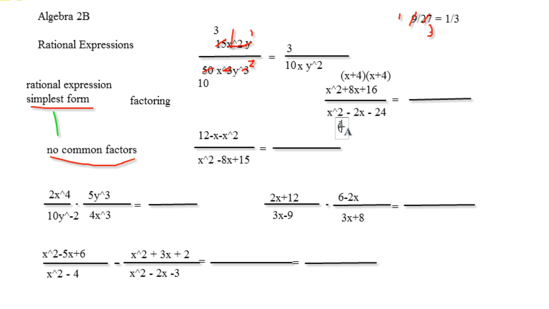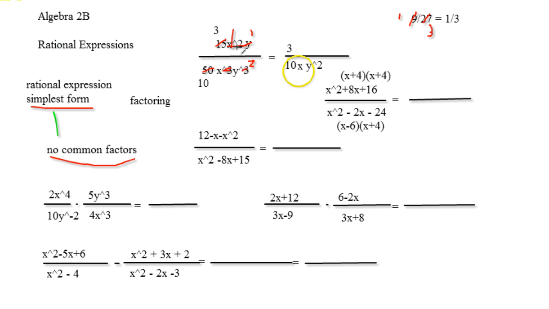Then on the bottom, what two numbers multiply to negative 24 but add up to negative 2? Let me see. It's not 3 and 8, 6 and 4. There we go. So x minus 6 and x plus 4. If you're having a hard time seeing that, pause the video and go try it out.